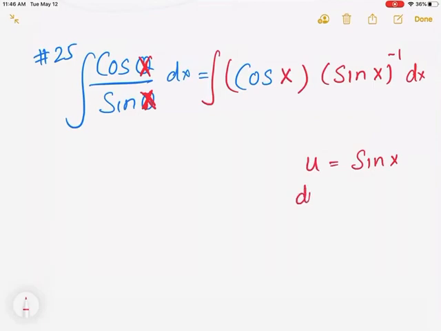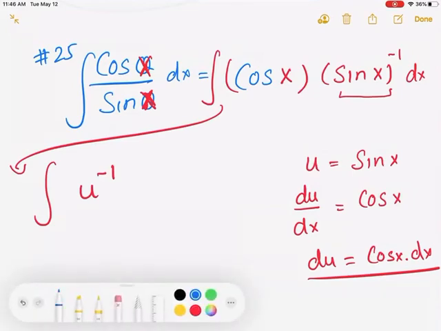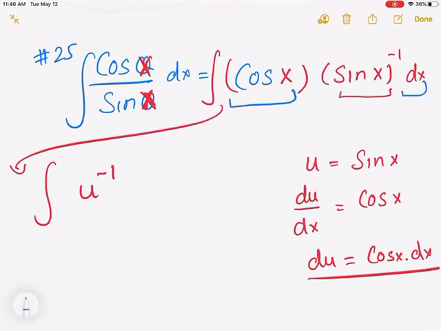Take the derivative, du over dx. The derivative of sine x would be cosine x. Cross multiply. This is what I have so far. Okay, now back to this equation here. Integral. What's cosine x? Let's just substitute this part for u. So I have u to -1. I still have this part and this part.